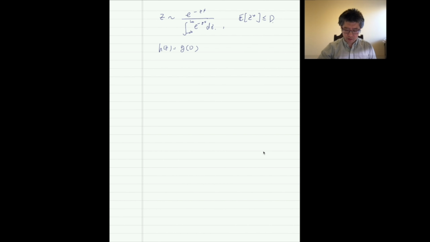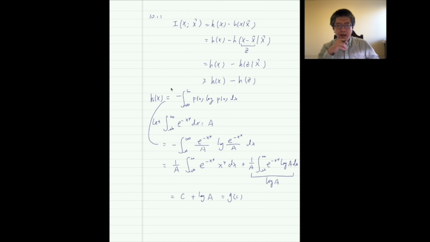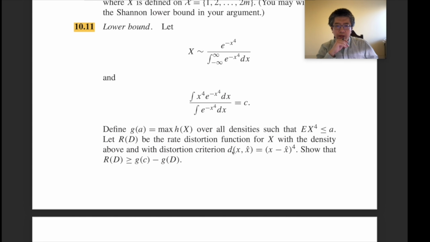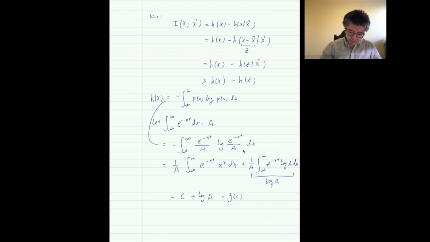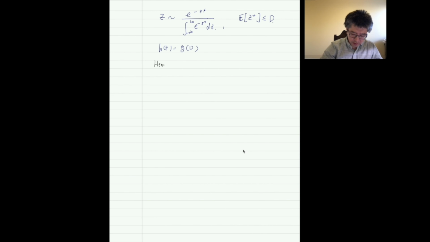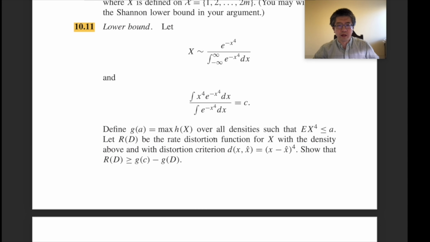Okay, very good. Given that, we can compute h of z, which will be nothing but g(d), using the same approach as we have seen before, because z and x have the same distribution, but the difference is that we have a different value for the upper bound of the fourth moment. Okay, so therefore we have our result: RD will be bigger than or equal to g(c) minus g(d). So that is problem 10.11.